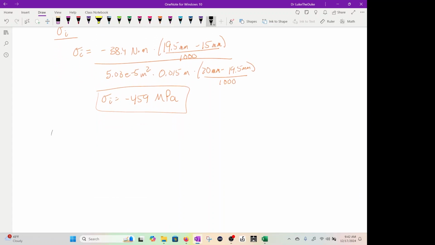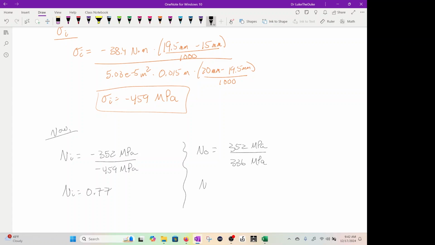So now once we have those, we can find Ni, which is negative 352 megapascals divided by negative 459 megapascals. I put the negative up there because we want this to be positive, okay, 0.77. And then No, 352 megapascals divided by 336 megapascals, and you get 1.05.